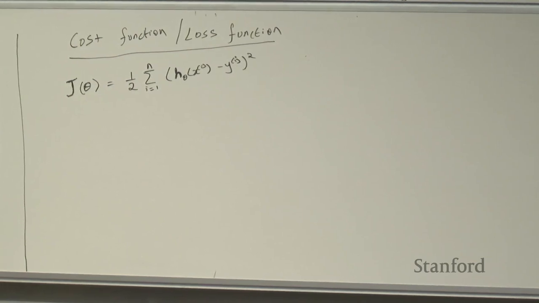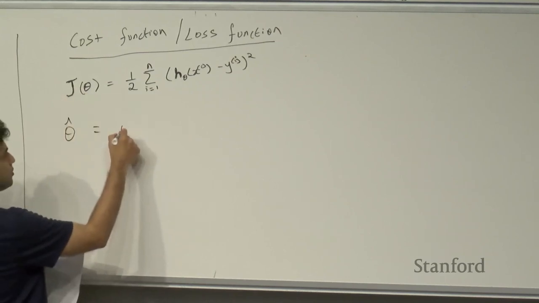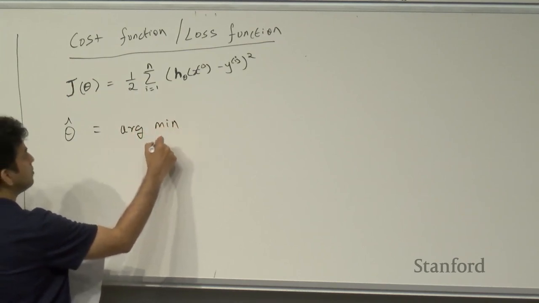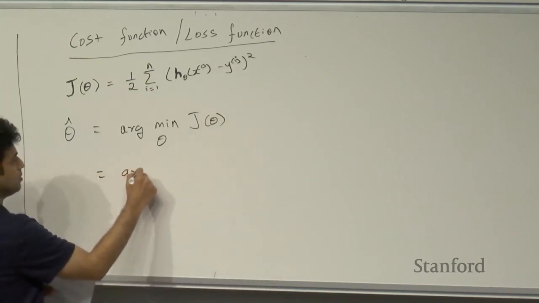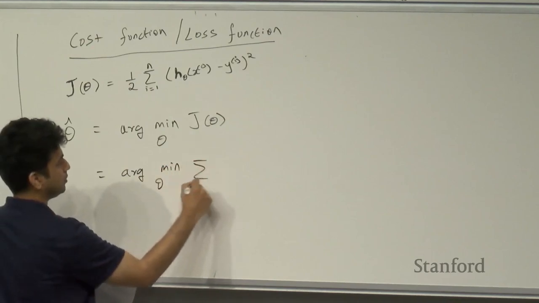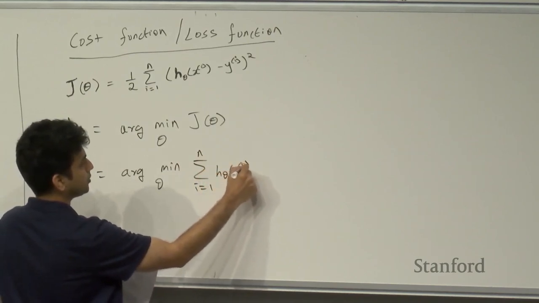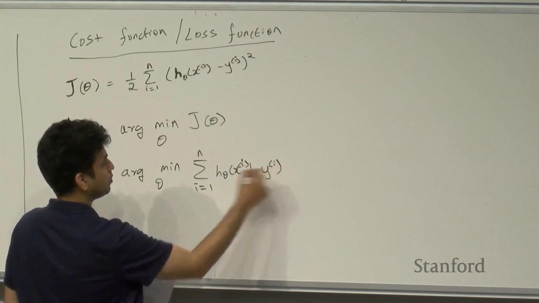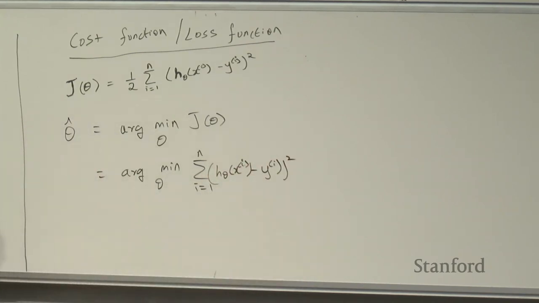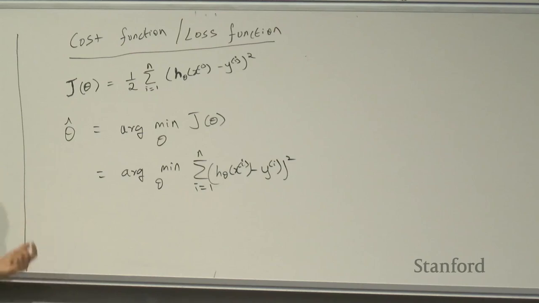And now the goal is to find theta hat, which somehow minimizes the cost function, which is the sum over i equals 1 to n of h theta of x i minus y i, squared, right? So we want to find that theta that minimizes the cost function to the smallest value possible. Any questions so far? Yes.